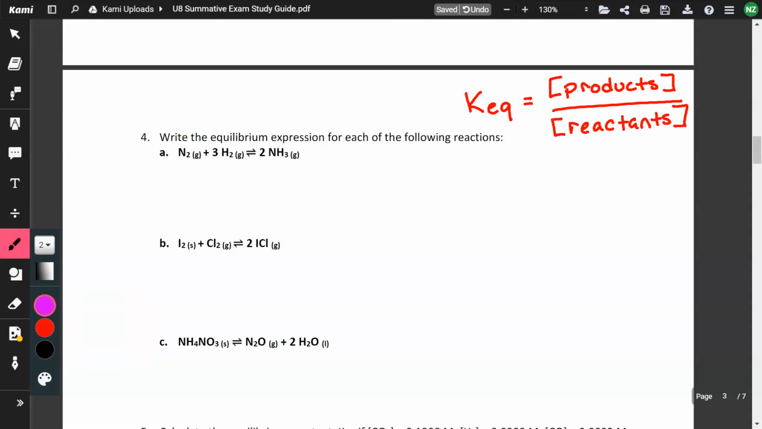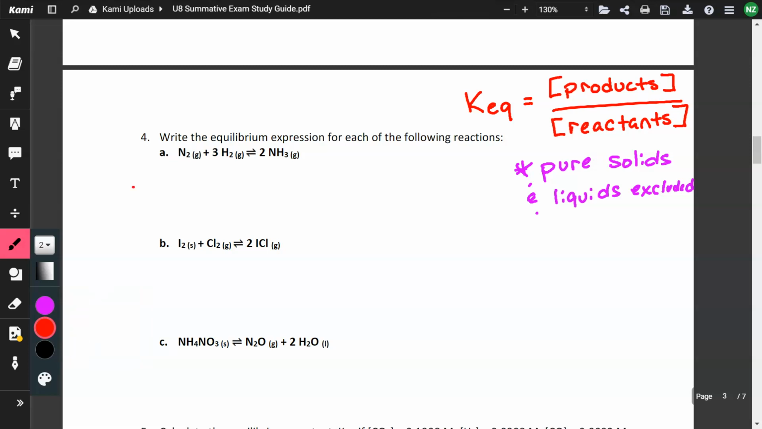Another important thing that you need to know about this is pure solids and liquids are excluded. All right. So part A, they are all gases.